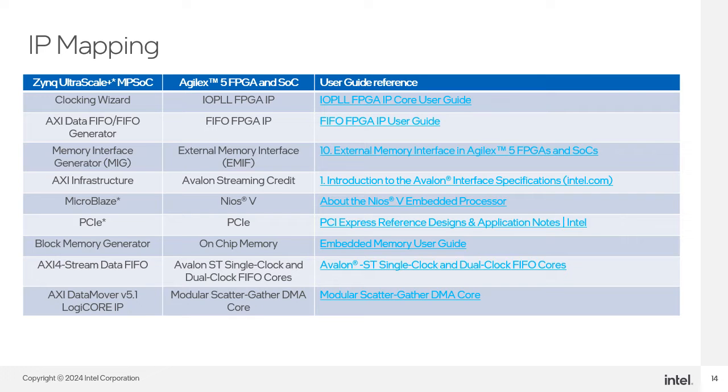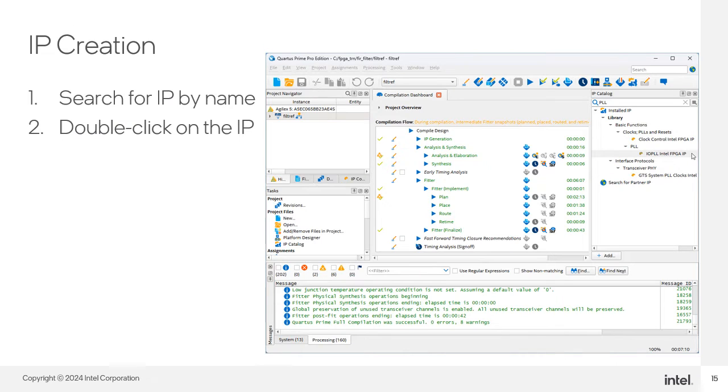Here's a list of some of the more popular IP and their counterparts. The user guides for the FPGA IP are listed alongside the IP. When replacing a Zynq IP with an Altera FPGA IP, search for the potential IP using keywords, or if you know the name of the Altera FPGA IP, search by name directly.